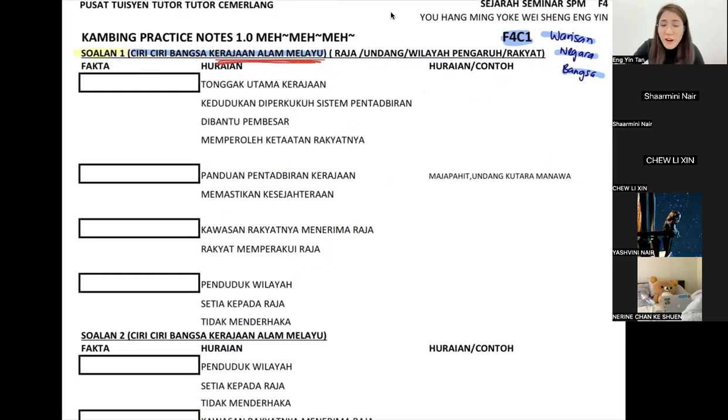So you see, kerajaan alam Melayu, based on our alam Melayu sejarah, you learn this in Form 2. You forgot already, it's okay. Common sense, guys. You want to start a country. What's the characteristics or what's the feature, 特征? What's the feature you must have?